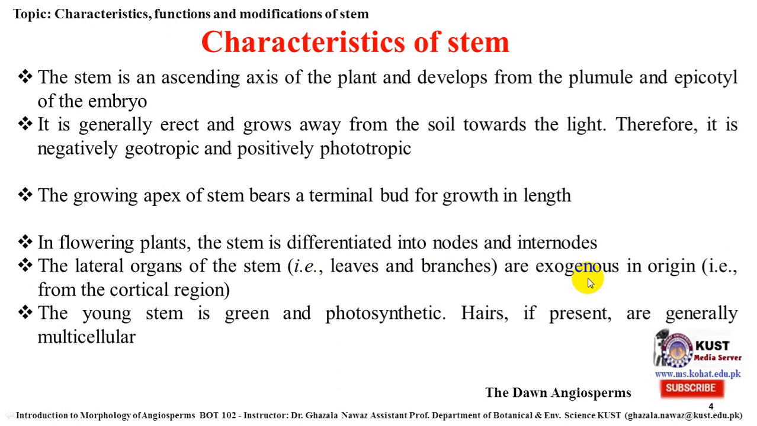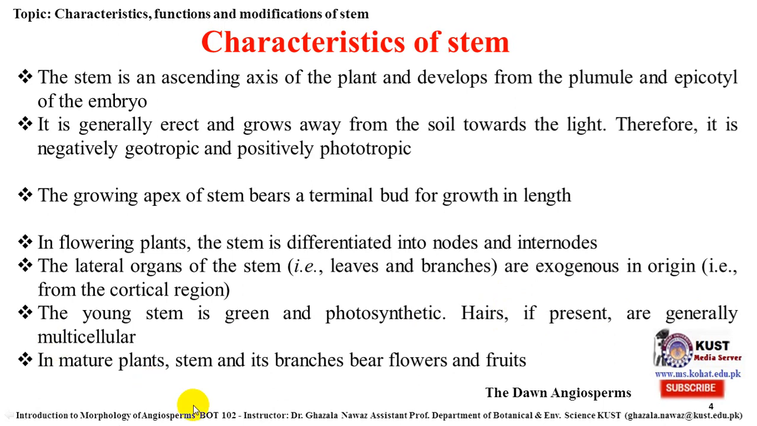Therefore they are known as exogenous, or they are exogenous in origin. The young stem is green in color, and that's why it performs the function of photosynthesis, and they bear hairs, and in some stems they are very visible and in some they are not visible, but if the hairs are present, they are generally multicellular. In mature plants, stem and its branches bear flowers and fruits.